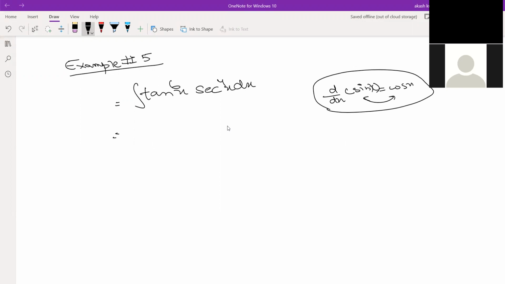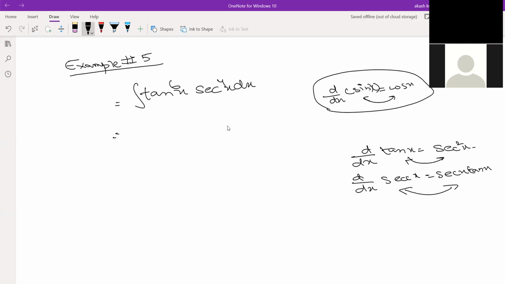And the derivative of sec x is sec x tan x. Both the functions are interchangeable. And there's another identity, just like sin square x plus cos square x equals 1. There is an identity that 1 plus tan square x is equal to sec square x. So I just need to break down my tan 6x and sec 4x so that I can apply these identities.